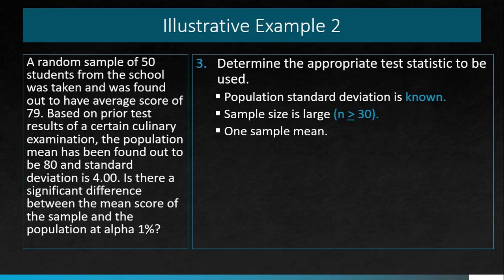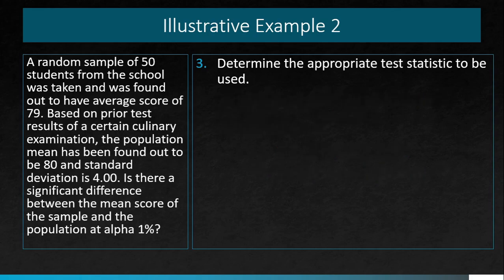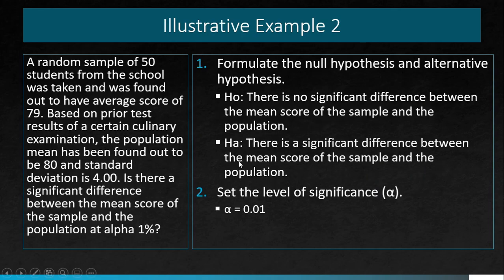So we'll be using z-test for one sample mean, again as stated from the title of this discussion. And what type of test are we going to use? Is it one-tailed or two-tailed? I'll let you check your alternative hypothesis. This is our alternative hypothesis. What type of test are we going to use? I'll give you 5 seconds to determine what type of test we are going to use, and then later I will show you the answer.